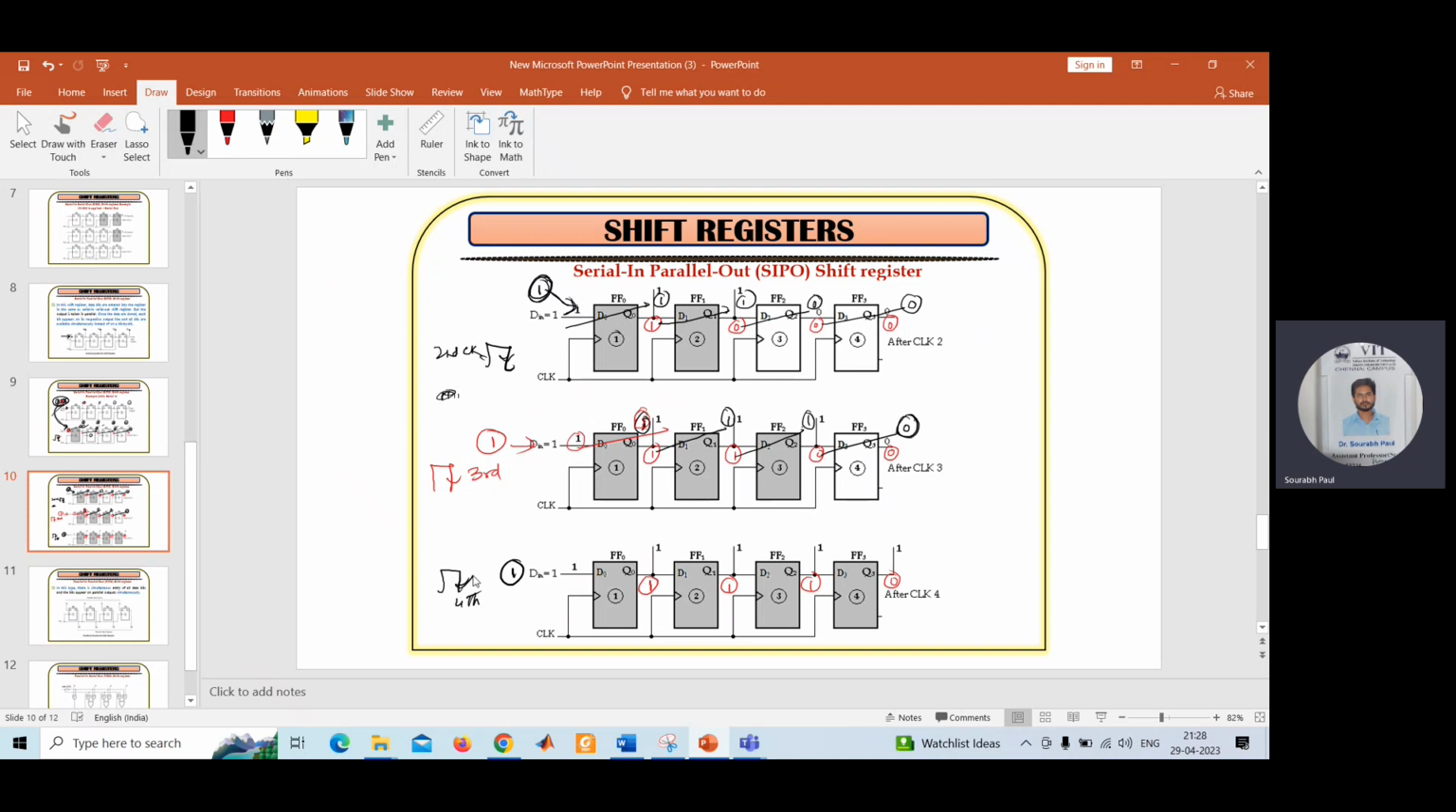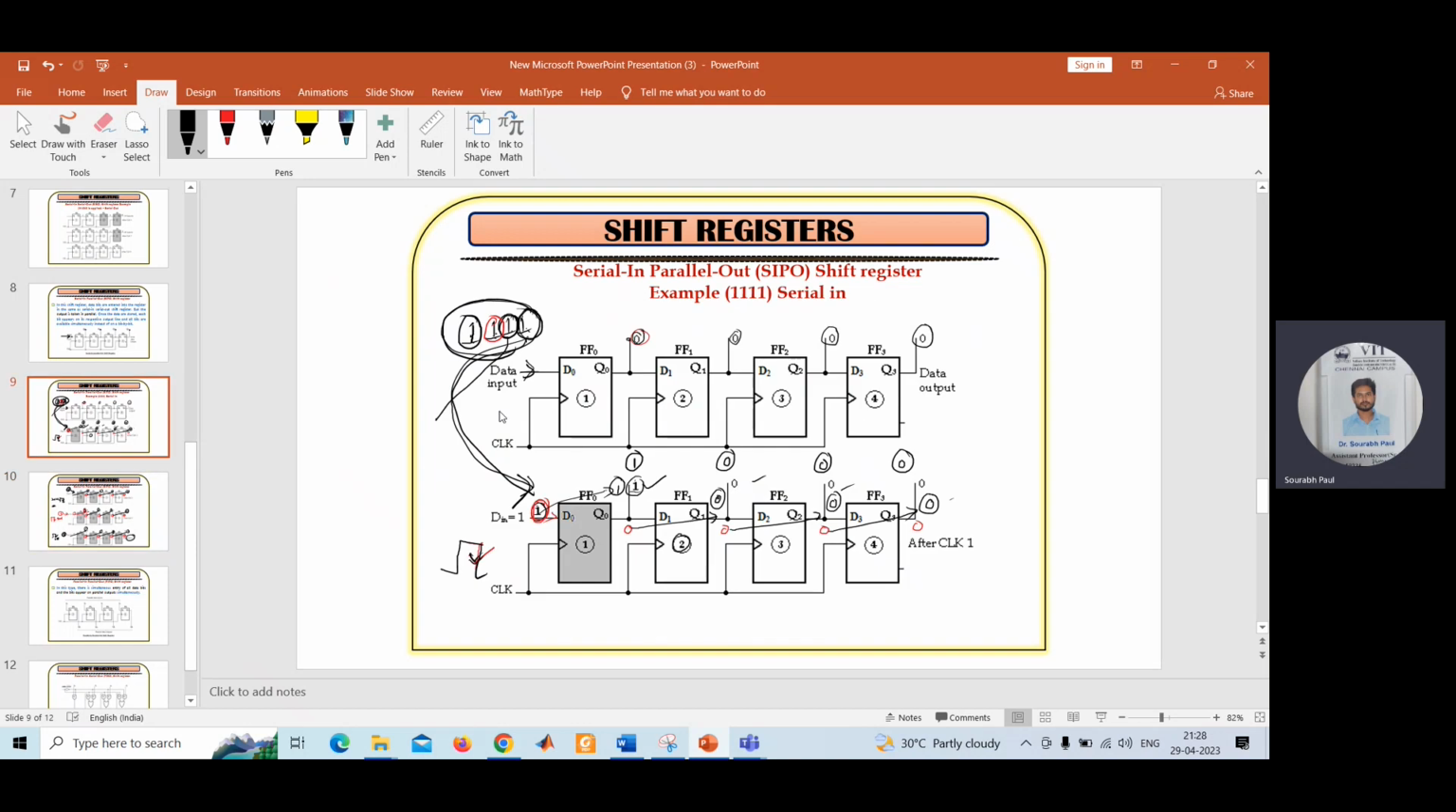So I'm applying the clock for the fourth time. My input is 1. What output I will get here is 1. And from here I will get the output of 1 as your previous input is 1. The previous output was 1. So I will get the output of 1 here. And in this stage, the input is 1. I will get the output of 1. So you see after applying the fourth clock, you are having all the bits whatever you have applied in the input. Okay, so this is the principle of serial in parallel out.